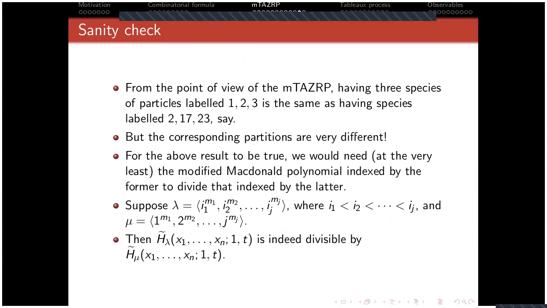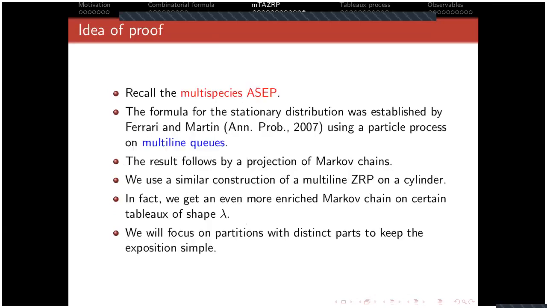So if I look at a tracer where there are 3 particles of types 1, 2, and 3 respectively, this is the same as having, I don't know, 2, 17, and 23. It doesn't matter what the labels are. But the corresponding partitions are very different, and therefore they have very different H tildes, so the polynomials are very different. For this result to be true, we would need at least that the modified Macdonald polynomial indexed by 21723 be divisible by the one indexed by 321. And that indeed turns out to be the case. So one sanity check is done.